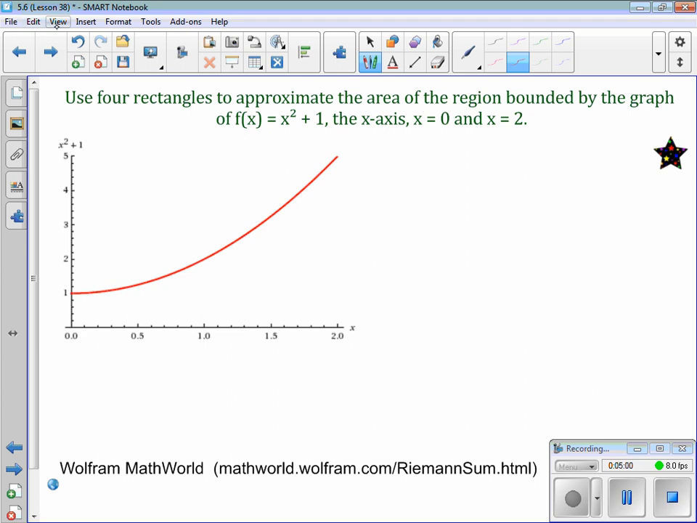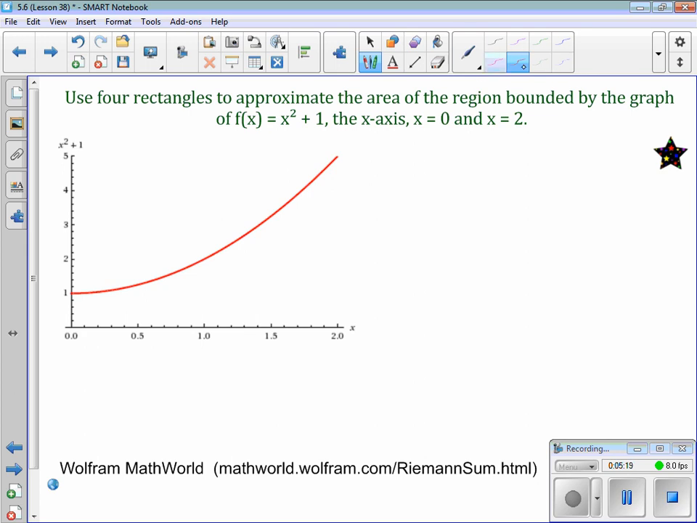Okay, so we're going to use this example here. You guys have the picture, right, on your paper there. So use 4 rectangles to approximate the area of the region bounded by the graph. So this is my equation, y equals x squared plus 1, the x-axis, which is obviously down here, and then x equals 0 and x equals 2.